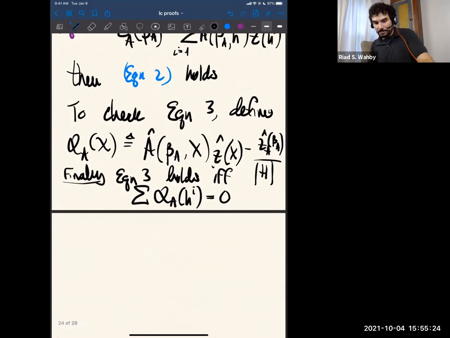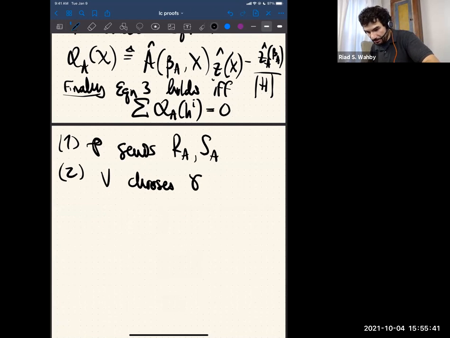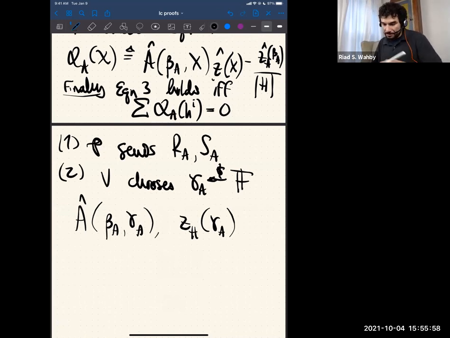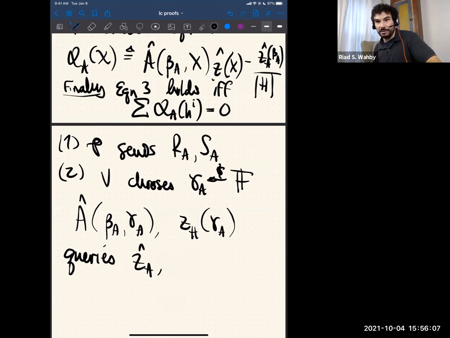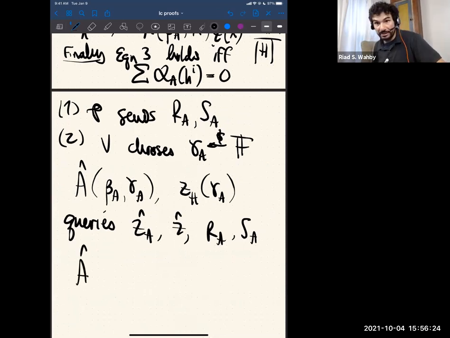Okay. So again, the prover sends oracles R sub A, S sub A. The verifier chooses a gamma sub A in F, and it evaluates A at beta sub A, gamma sub A, and the vanishing polynomial at gamma sub A, and then it queries a bunch of things, right? It needs to query Z sub A hat, Z hat, R sub A, and S sub A. My apology. Okay, and then it just checks finally that all of these queries are consistent. So the final check is, I'll write it down and then we'll talk about it.